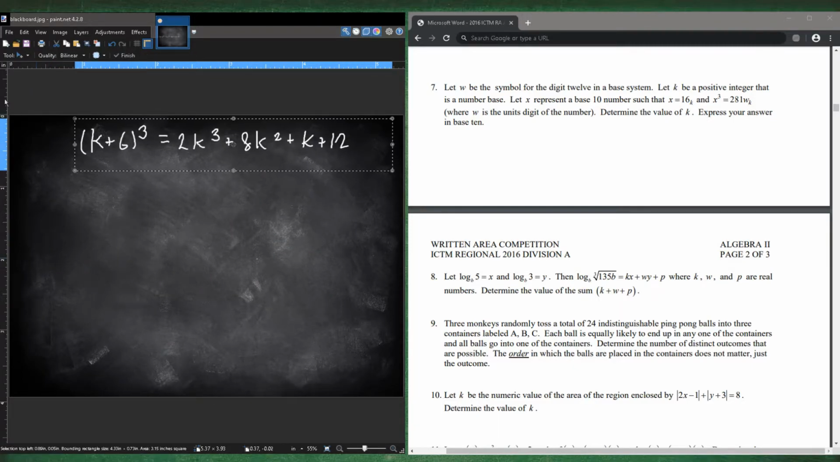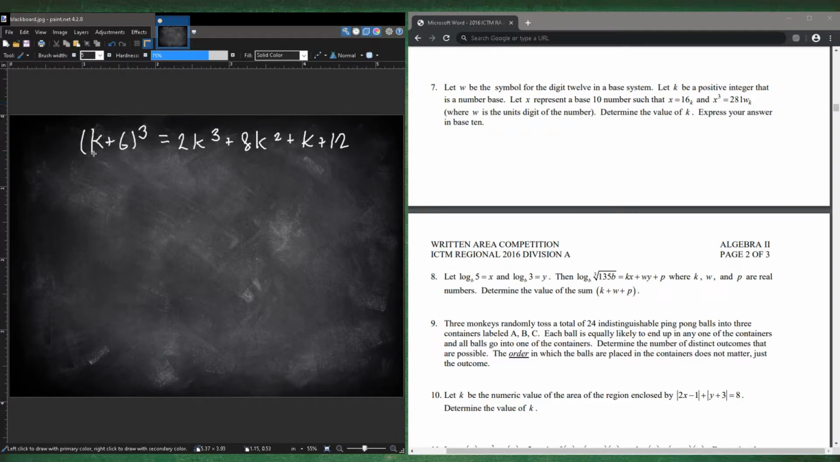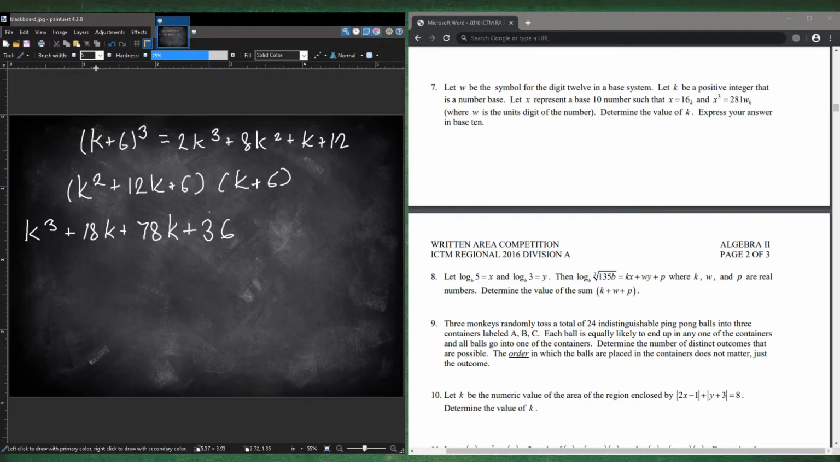Now we just need to simplify this and find what k is. So this side is going to expand out, let's say k squared plus 12k plus 6 times k plus 6, right? I'm just trying to get the side. So that's equal to k cubed plus 18k plus 72, what is it, 72? Wait, 72, 78, 78k plus 36. So is that right?